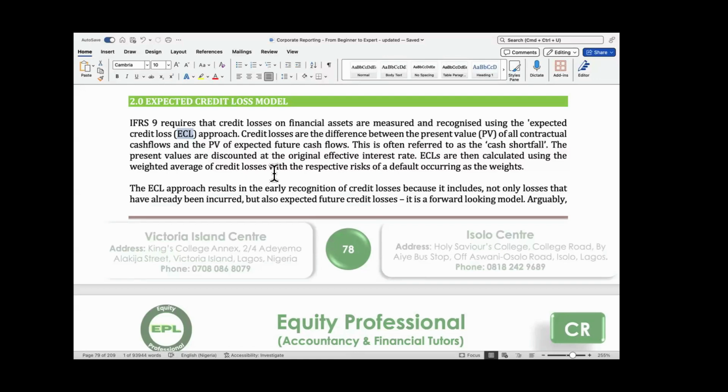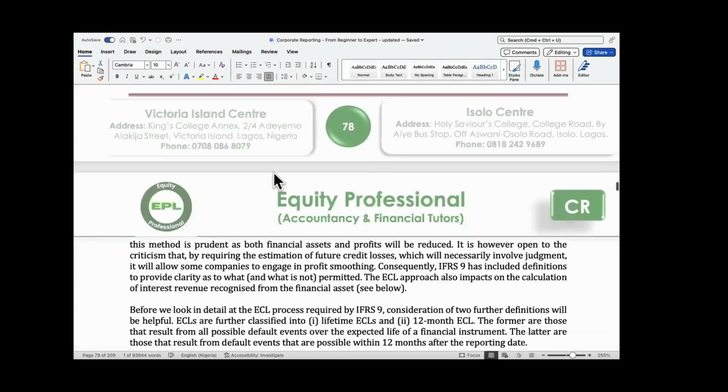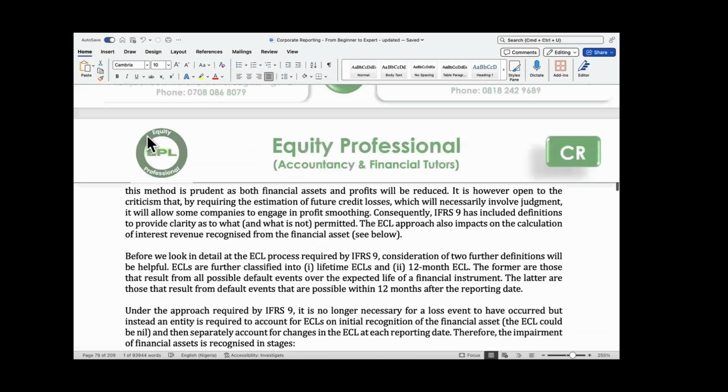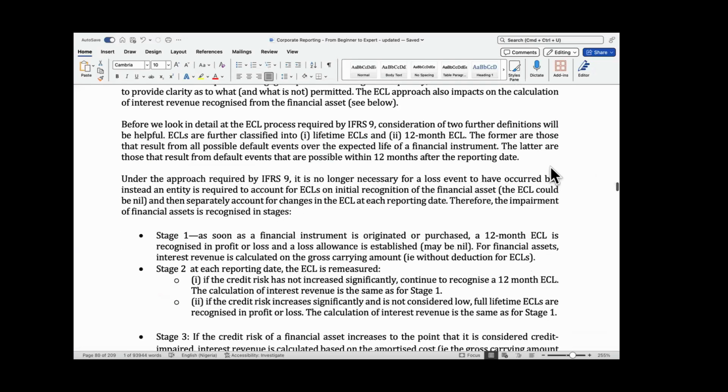In order to narrow your assumption down, so this ECL, I'm going straight to this place. This ECL now is classified into two. Number one is lifetime ECL. Number two is 12-month ECL. And I would break this down to you like here. Let me start with lifetime ECL.